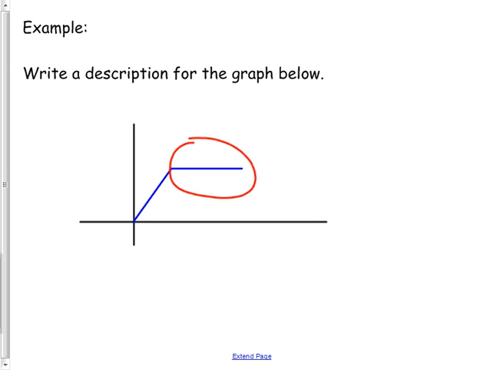Yes? Yes, there's a word for stay the same. Constant. So this is increasing at a constant rate. This is just plain constant.